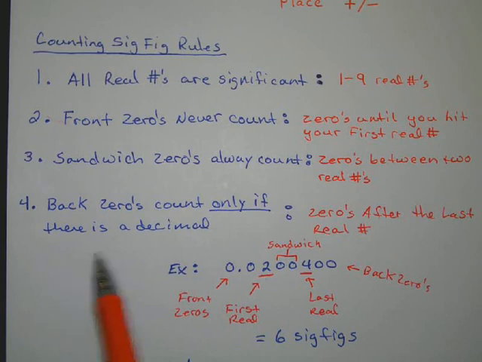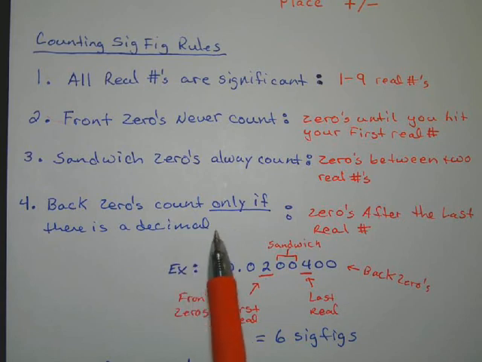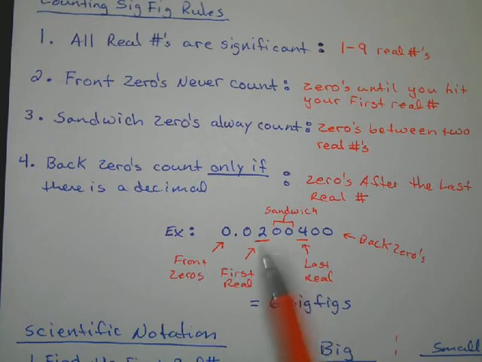Number 4, there's a criteria here. Back zeros count only if there's a decimal. I don't care where the decimal is, just as long as there's a decimal somewhere. Okay? Then I gave you this number right here that had 6 significant figures.